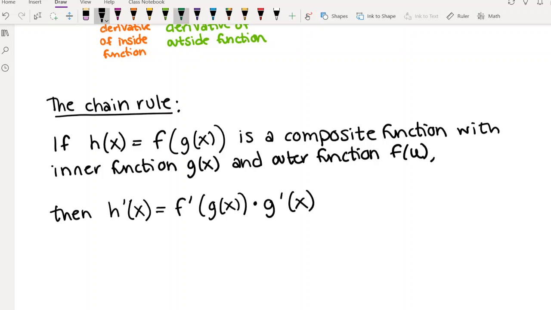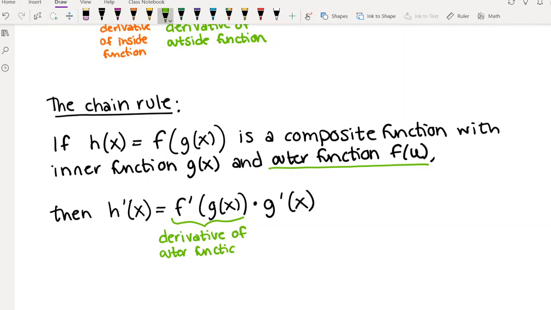So basically what's going on here is that this first part is the derivative of the outside function, right? F prime is, so f of u is our outer function. So this is the derivative of the outer function.